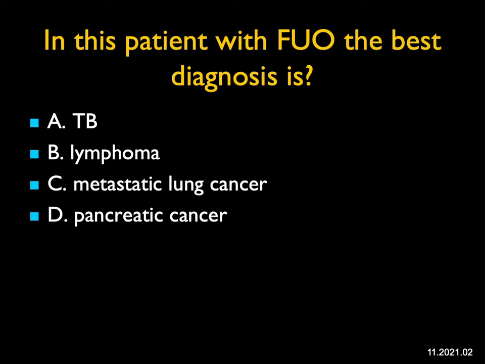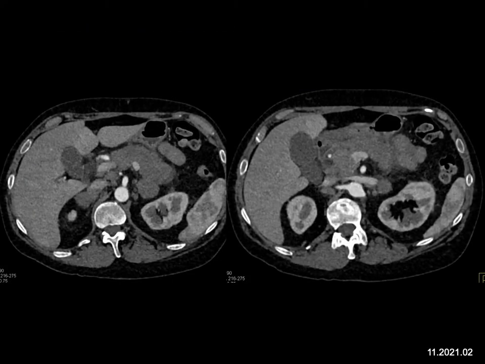In this patient with an FUO, what's the best diagnosis? Well, first look at the images. There are bilateral adrenal masses, and then there's infiltration of the pancreas. There's infiltration not like pancreatic cancer, but an infiltrating process. So you say to yourself, what gives me adrenal involvement and what gives me pancreatic involvement? I don't see anything in the kidneys, but I've only seen a little bit of the kidneys. I don't see anything in the spleen or liver.